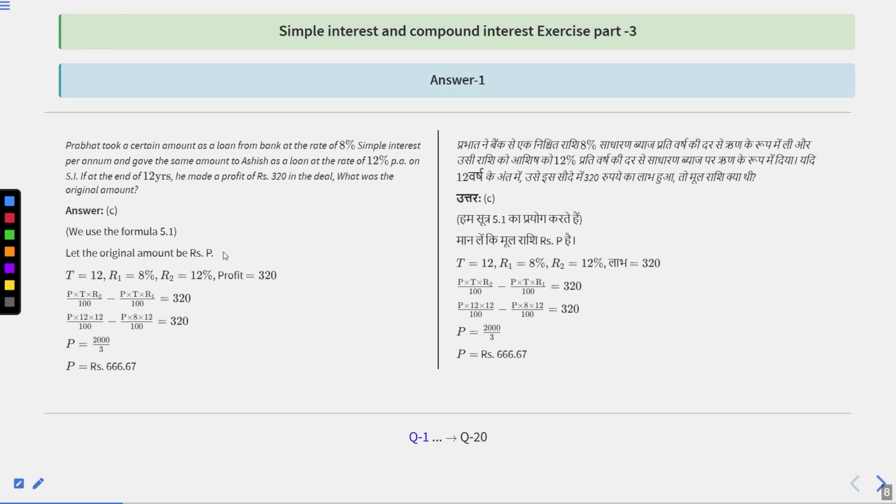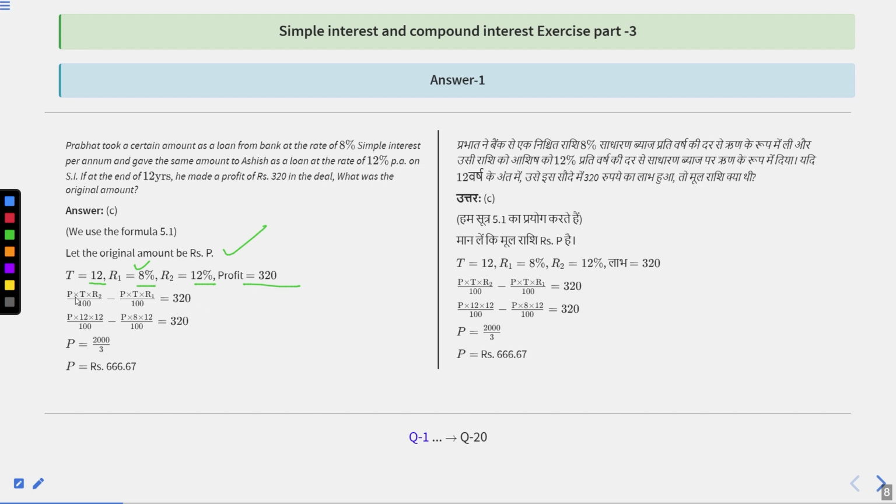Now, let the original amount be P rupees. It is given that time is 12 years. The first rate of interest is when he takes the loan, which is 8% per annum, and he gives the loan at 12% per annum and gets the profit, which is given as 320 rupees. Clear? So the simple interest will be according to the second rate of interest, and the difference from the first rate of interest is 320. So we use the formula P into R into T upon 100 minus P into R into T upon 100 equals 320.